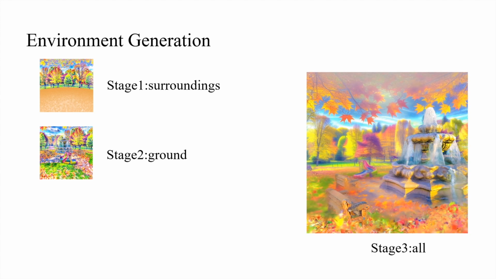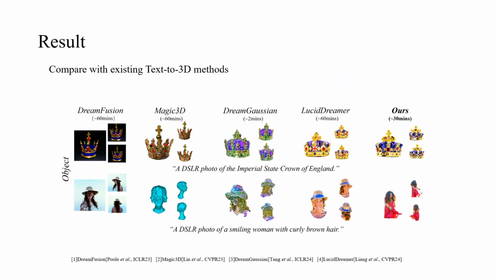In the third stage, we use all the camera poses above to ensure a scene-wide view and refine all environmental elements. Next, we present the experimental results of DreamScene. This is a comparison of our FPS on a single object with other text-to-3D methods, showing that we can generate higher quality 3D representations in a shorter amount of time.